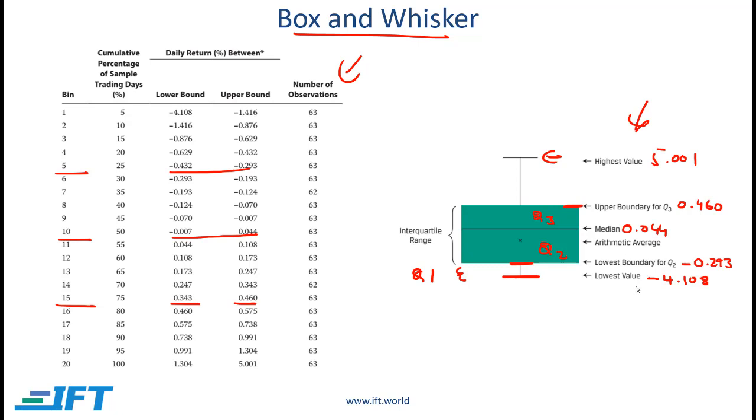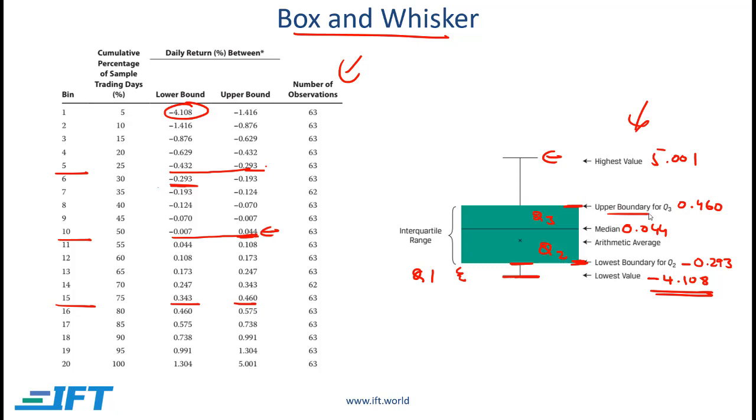So hopefully here's what you got. The lowest value is simply minus 4.108. That's coming from here. This point over here is the lowest boundary for the second quartile. So for the second quartile, the lowest number is this, minus 0.293, which is the same as the highest number for the first quartile. And these two numbers are the same because we are dealing with continuous data. And then our median is 0.044. That's over here. So this is the number in the middle.